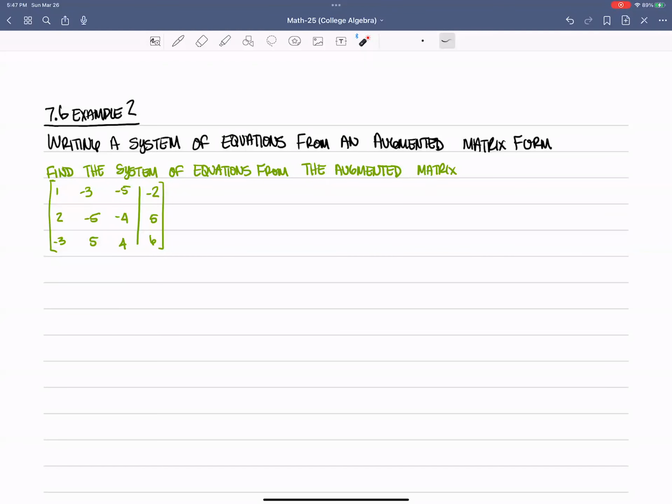Section 7.6, example 2, writing a system of equations from an augmented matrix form. Find the system of equations from the augmented matrix. So exact same thing that we had earlier, only we're going in the opposite direction. Here we have an augmented matrix, and we want to find what the system of equations are.